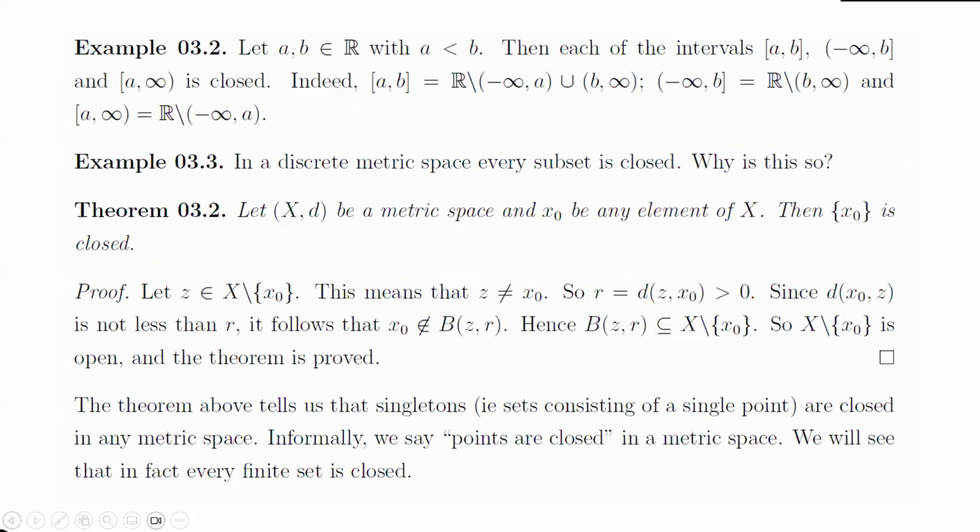So let's look at Example 3.2. Let a and b be real numbers such that a is less than b. Then each of the intervals [a, b], (minus infinity, b], and [a, infinity) is closed. So this is very important.